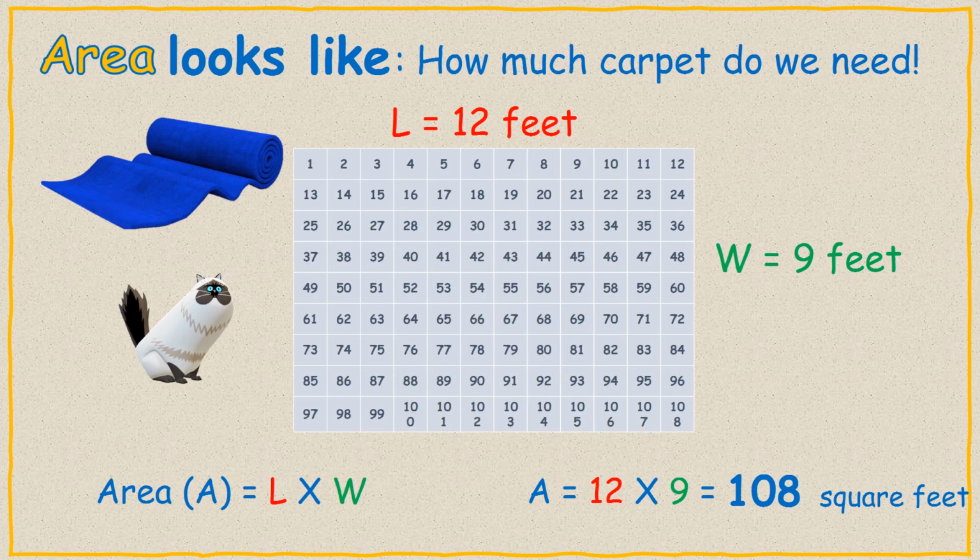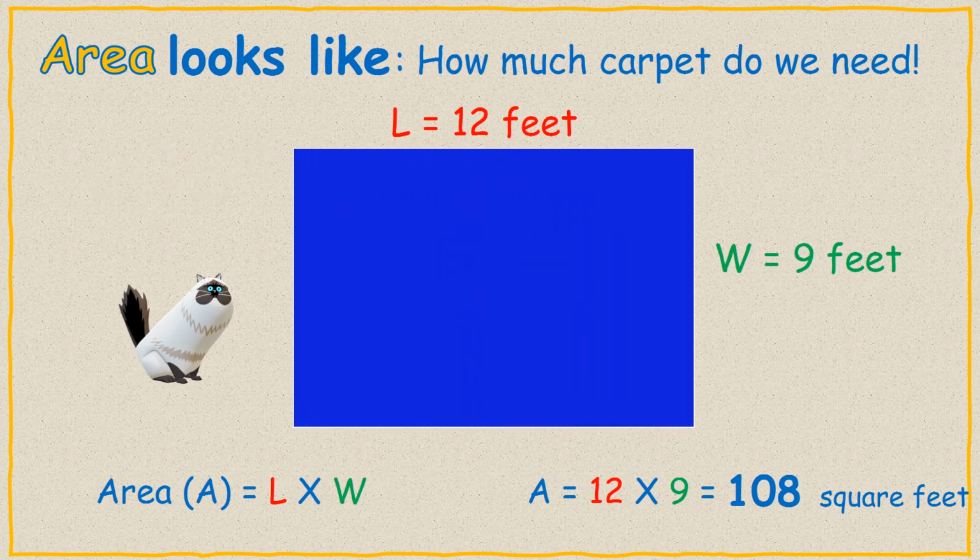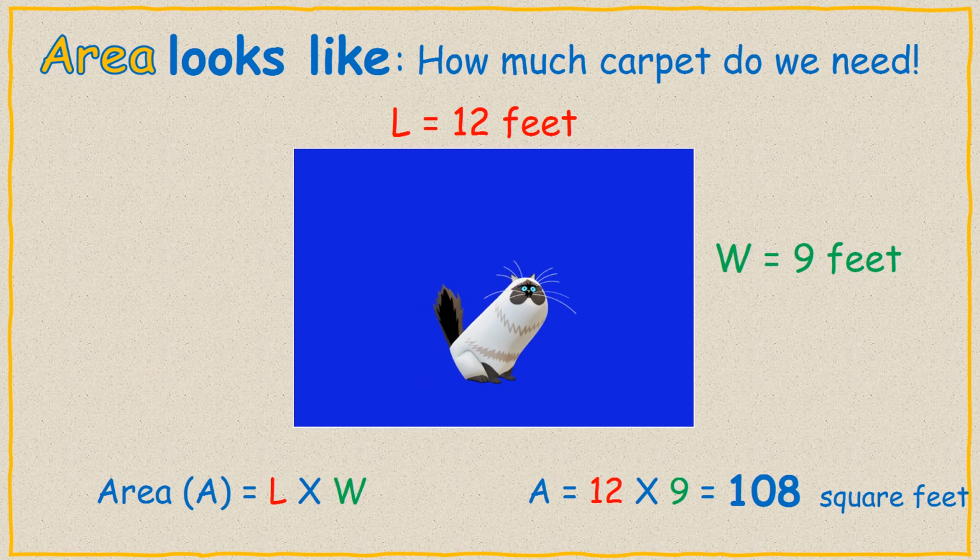Now let's check. If I counted each and every one of these individual square feet, I would get a total of 108. And now if I go back and check my answer, I do have 108 square feet. Now let's see if my answer makes sense. My question was, how much carpet? Well, if I figured out the entire living room with carpet, I would need 108 square feet for Miss Fluffy.